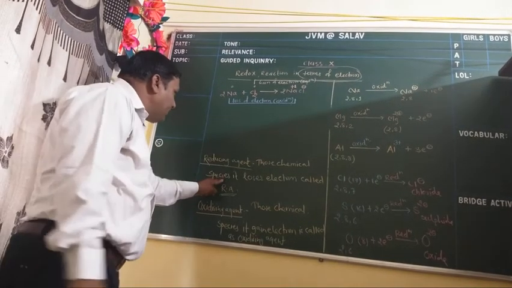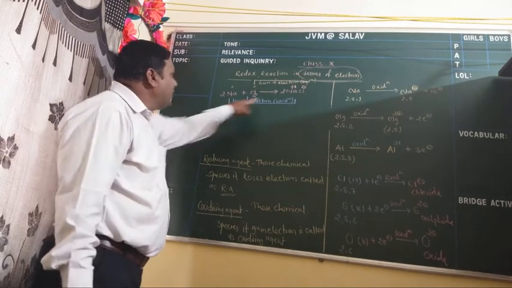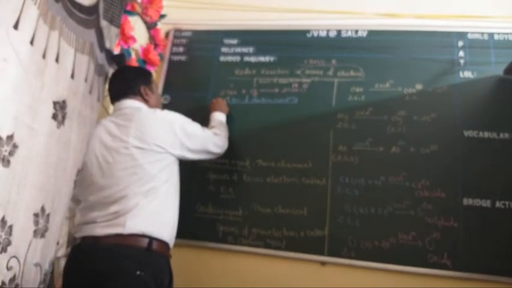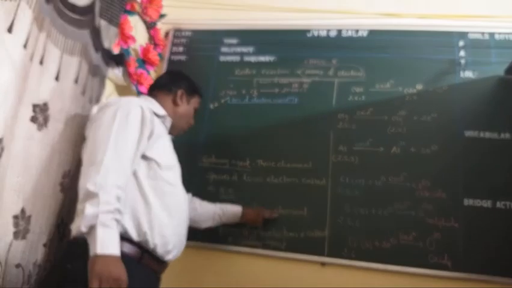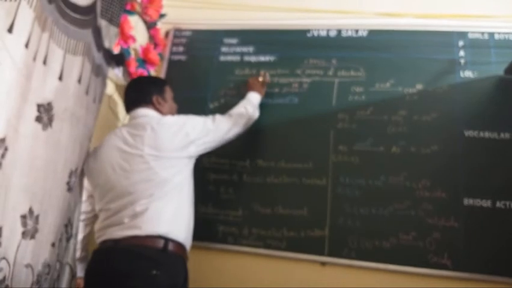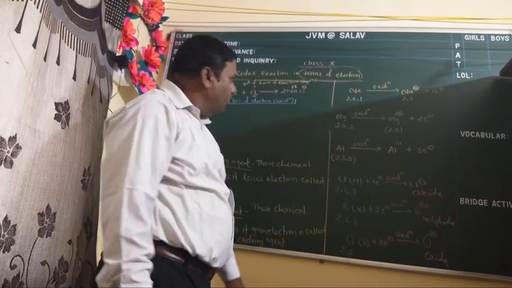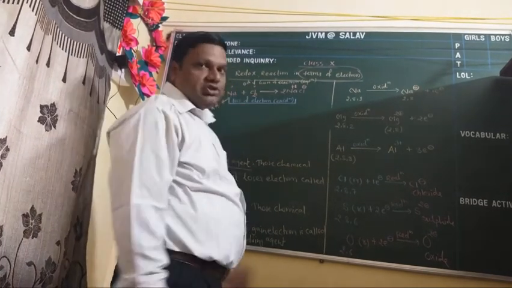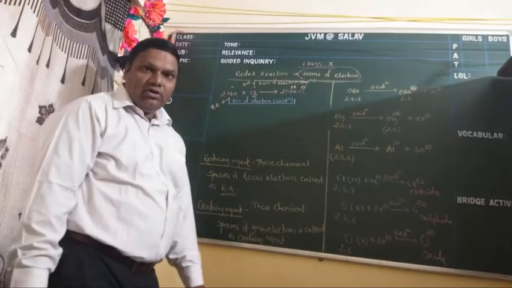Now remember, those chemical species that lose electrons are called reducing agents. किसका इलेक्ट्रॉन लूज हुआ? सोडियम का. So sodium acts as a reducing agent, and chlorine gains electrons. Those species that gain electrons are called oxidizing agents. So chlorine acts as an oxidizing agent. Understood? So reduction as well as oxidation both take place in this reaction. Hence it is a redox reaction.